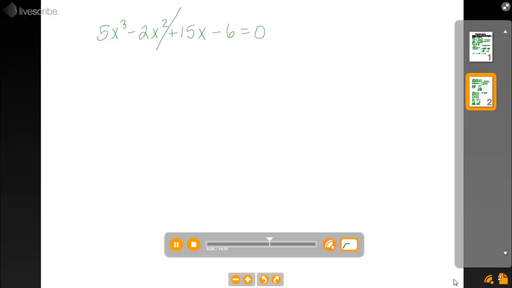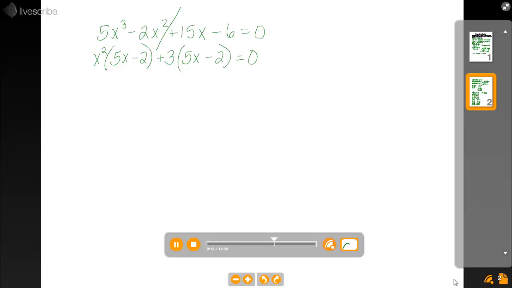We can group the first two terms. I draw that line to kind of separate our equation. If you look at 5x cubed minus 2x squared, what do they have in common? They have an x squared in common. What's left over when we factor out that x squared is a 5x minus 2. Take a look at the second group of two terms, 15x minus 6. They have a positive 3 in common. What's left when we factor out the positive 3? A 5x minus 2.